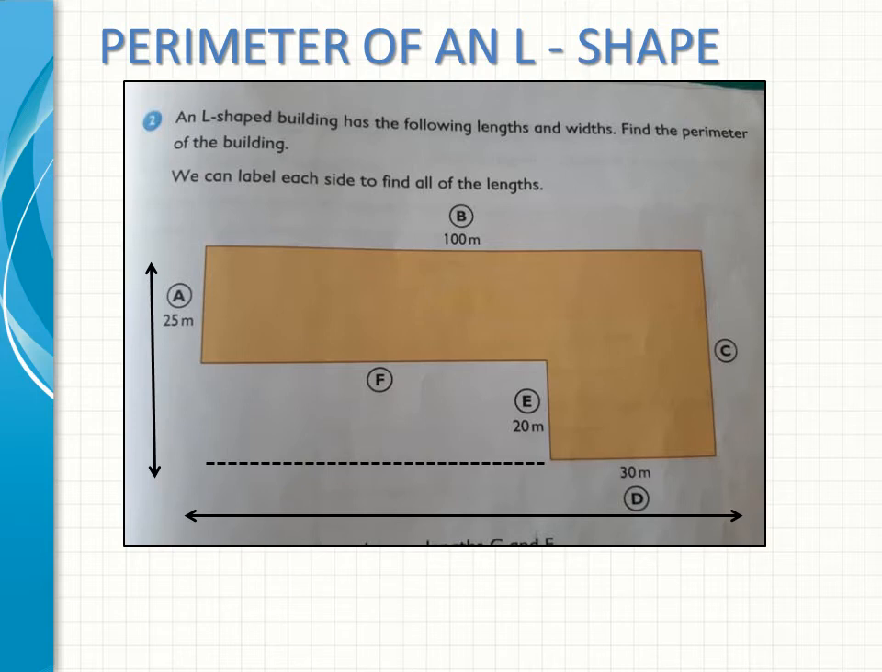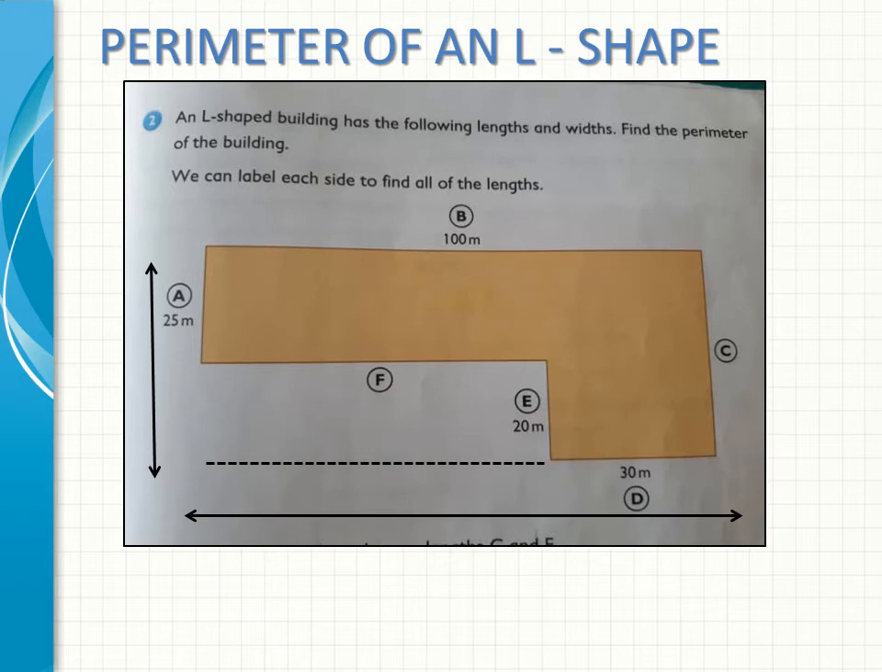So now, if our dotted line is 70 and the opposite sides of a rectangle are the same, that means line F would also be 70, correct? All right. Now that we know that line F is 70, how do we now measure line C?